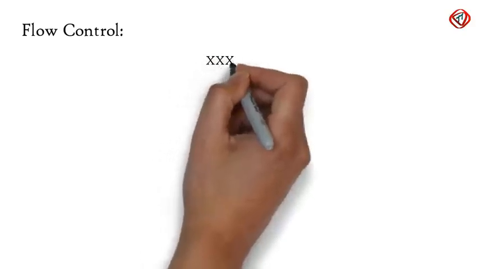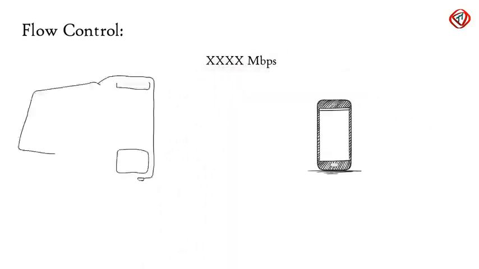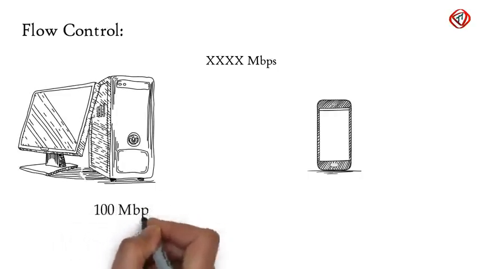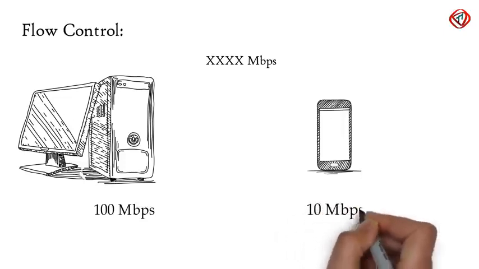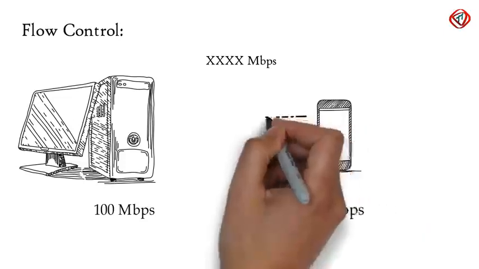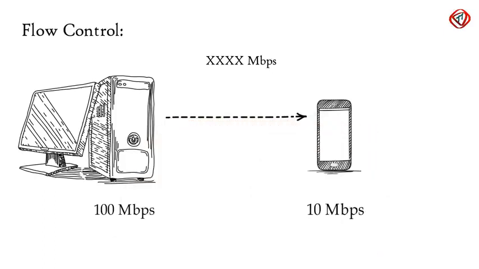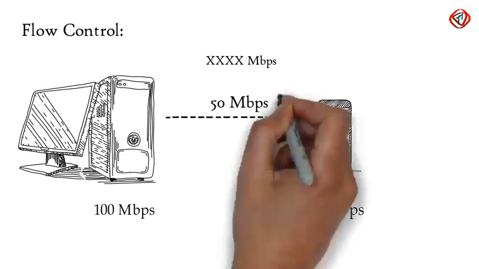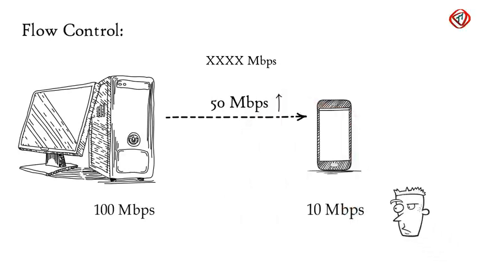In flow control, transport layer controls the amount of data being transmitted. Consider our mobile is connected to a server. Suppose the server can transmit data at a maximum of 100 Mbps and our mobile can process data at a maximum of 10 Mbps. Now we are downloading a file from the server, but the server starts sending data at 50 Mbps, which is greater than the rate our mobile can process.